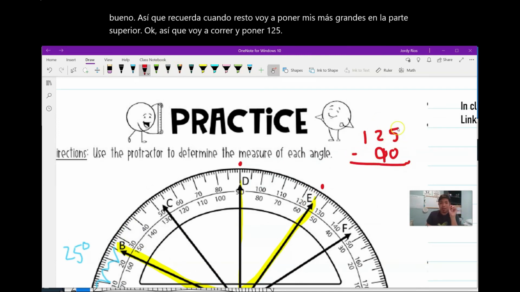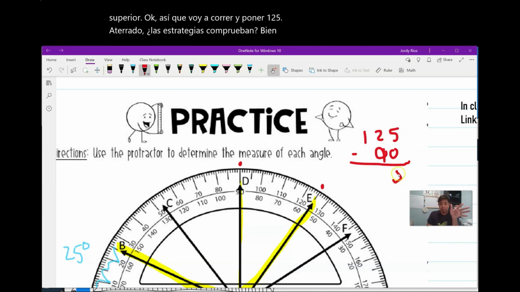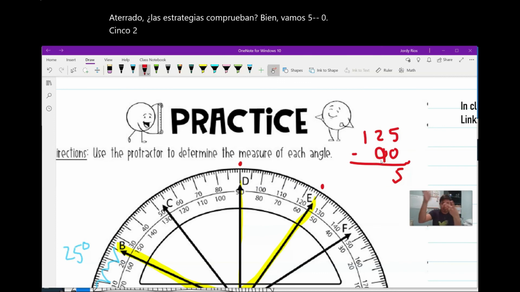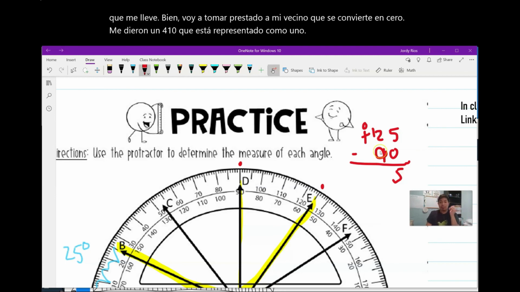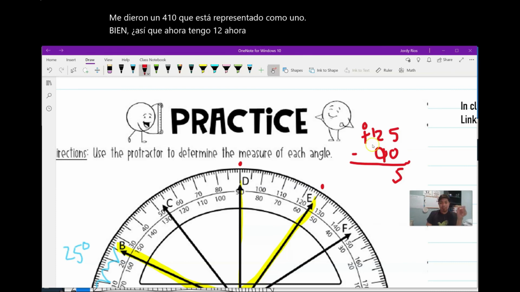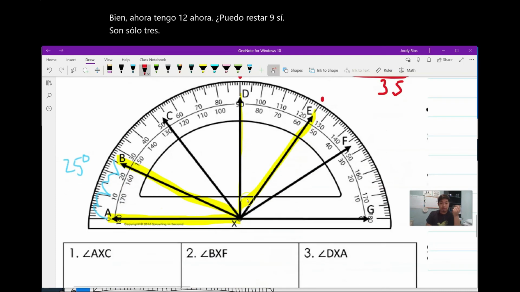Did I follow the strategies? Check. Let's go. 5 minus 0 is 5. 2 minus 9, I can't. If I have 2, I can't take away 9. So I'm going to borrow from my neighbor. That turns into 0. They gave me a full 10, which is represented as a 1. So now I have 12. Now can I subtract 9? Yes. That's 3. So this degree right here is what? 35. Easy peasy lemon squeezy. That's it.